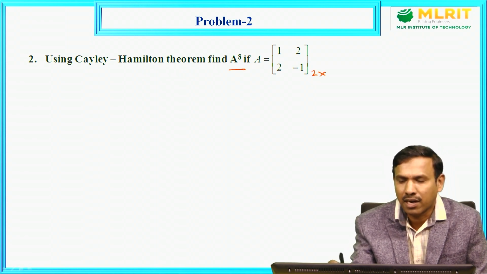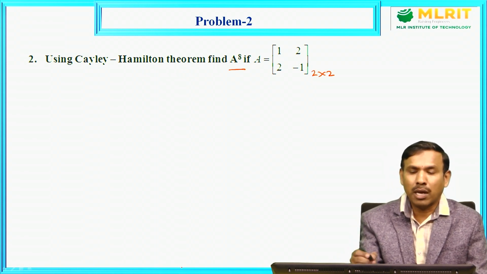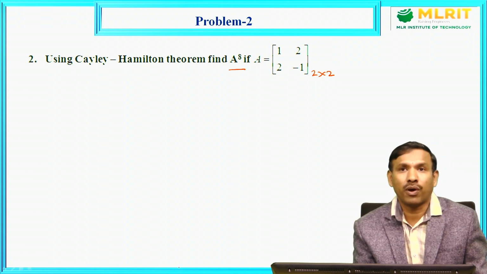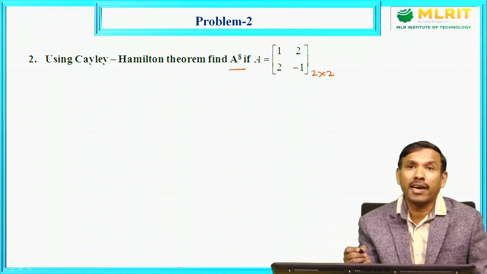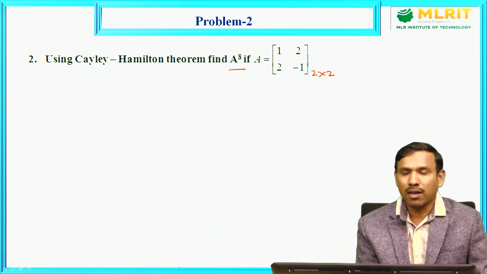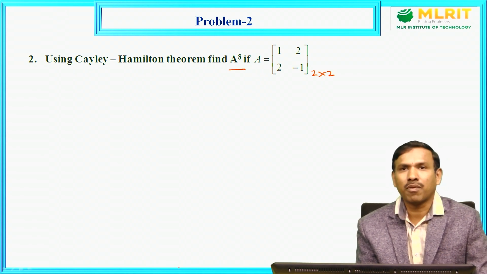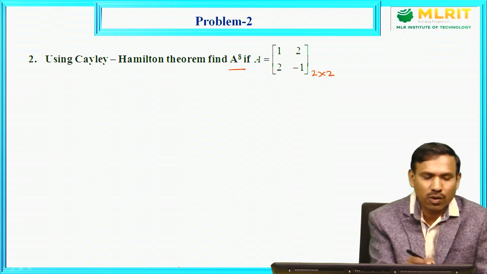Here a 2 cross 2 matrix is given. Generally, if you want to find A power 8, how do you find it? A into A into A, 8 times you have to multiply, a very typical calculation. But using the Cayley-Hamilton theorem, we can find this type of higher power very easily. Let us see how to find it.